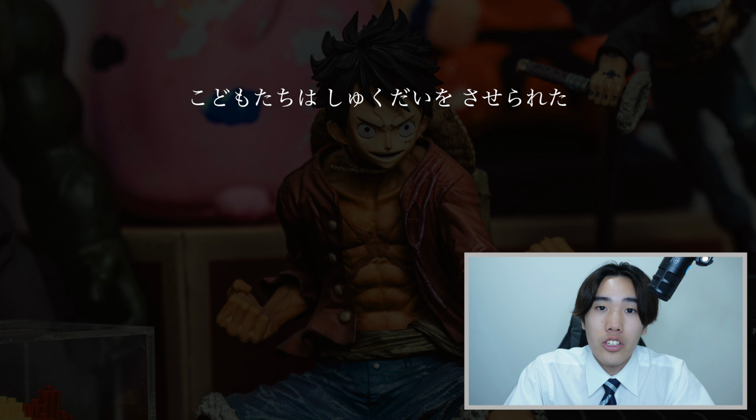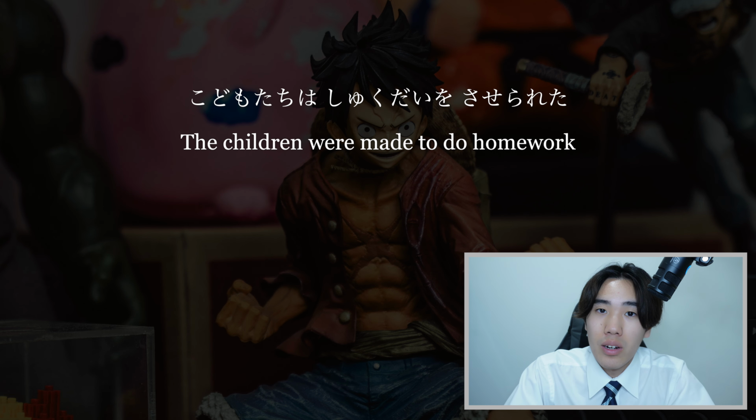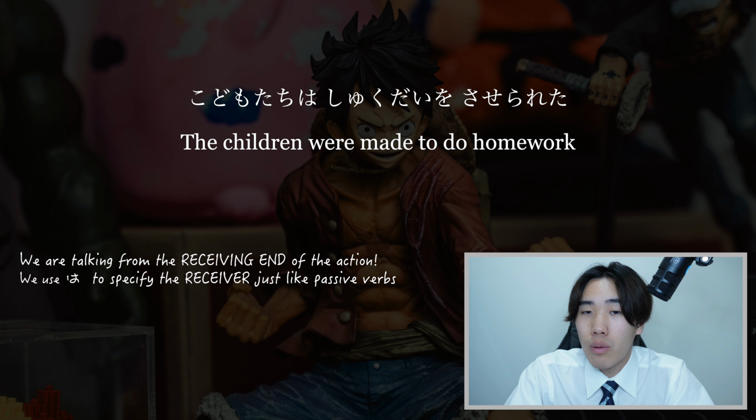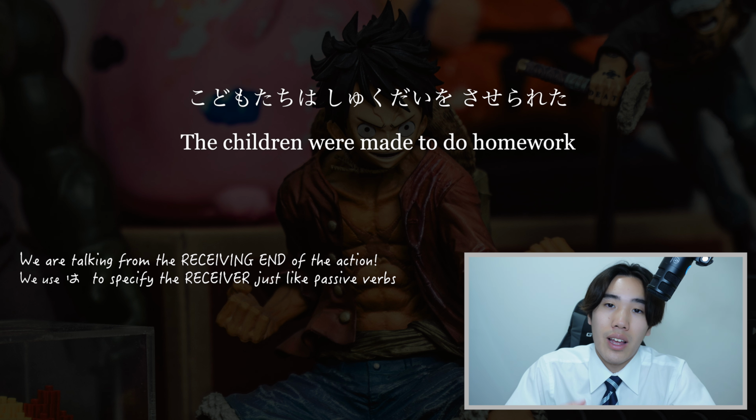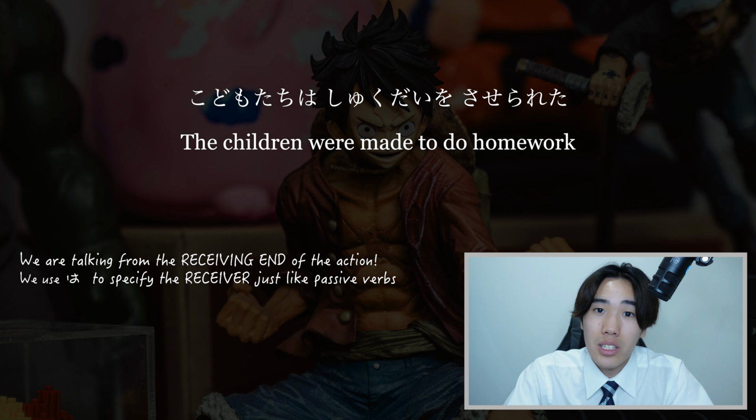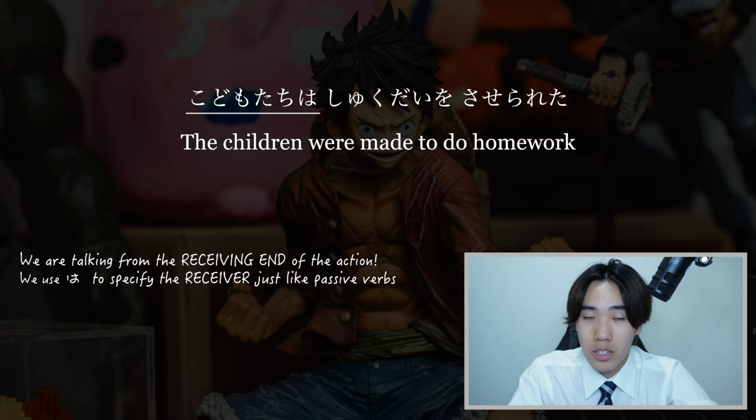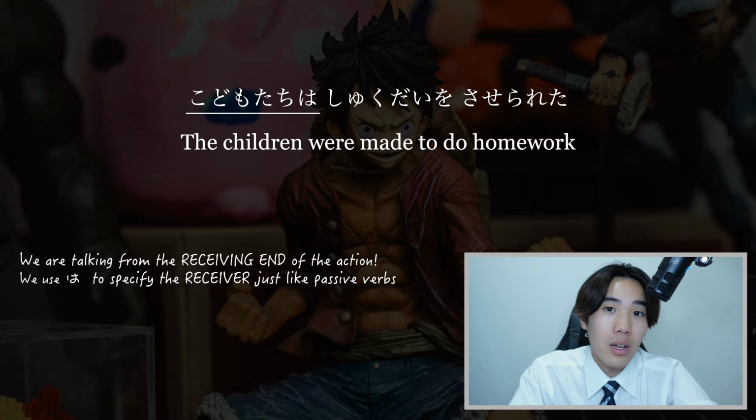Now let's look at an example sentence. 子供たちは宿題をさせられた。Now this sentence translates to, the children were made to do homework. Now remember, causative-passive verbs are used from the perspective of the receiving end of the action. Therefore, we specify the receiver of the action using the sentence particle wa. In this case, it is the children. The children are the ones that are being made to do a specific action. In this case, to do homework. Therefore, 子供たちは宿題をさせられた. We specify the receiving end using the wa sentence particle.